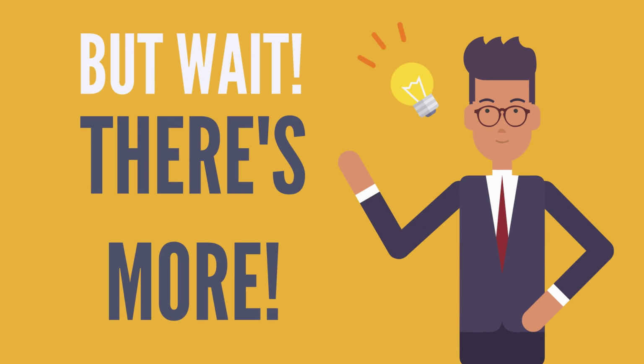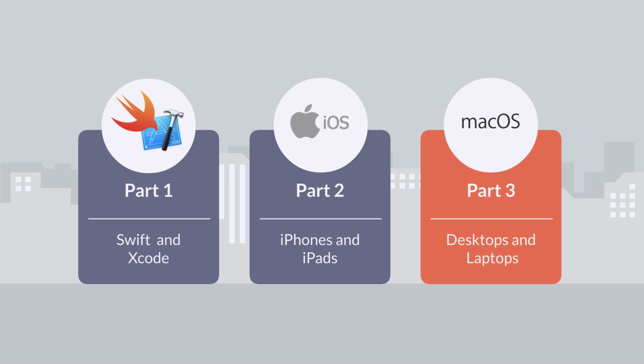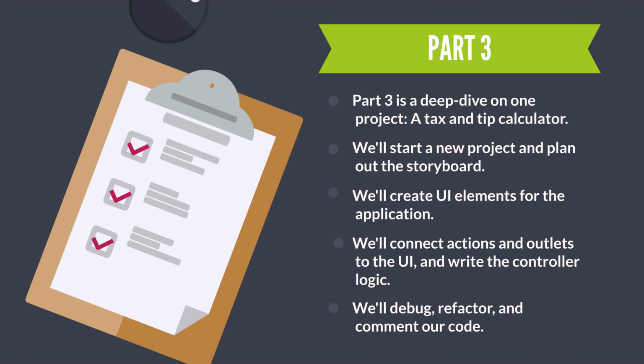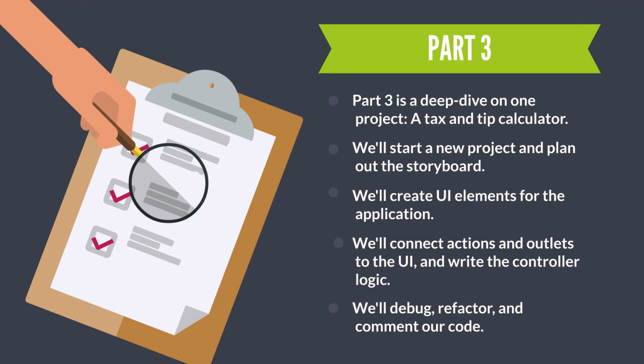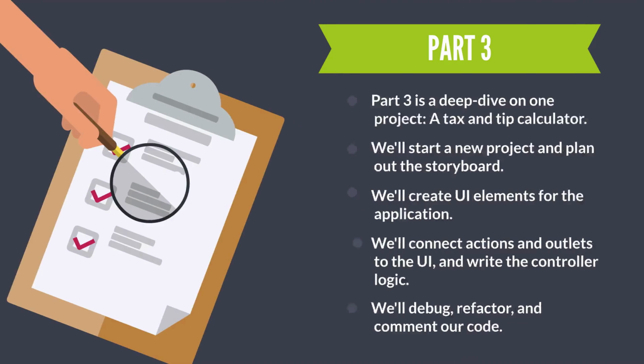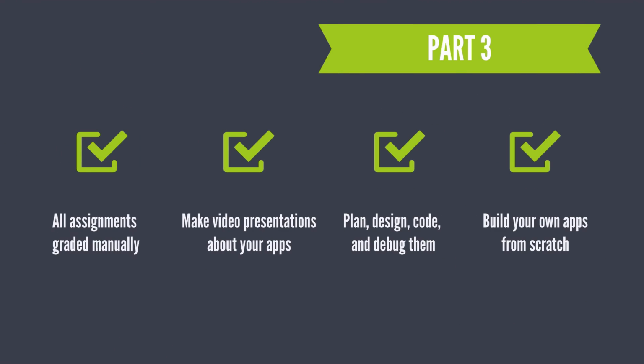But wait, there's more. Once you finish learning to build mobile apps, it's time to build desktop applications as well. So in part three of this course, we're going to cover how to build apps for macOS. Rather than showing multiple projects, we'll do a deep dive on one project, a tax and tip calculator, and show you where macOS UI elements differ from iOS and where they're the same. We'll walk you through the process of hooking up the actions and outlets, programming the controllers, debugging the code, refactoring the code, and more. And again, just like in part two, you're going to have to build your own apps and present them in order to pass this class.